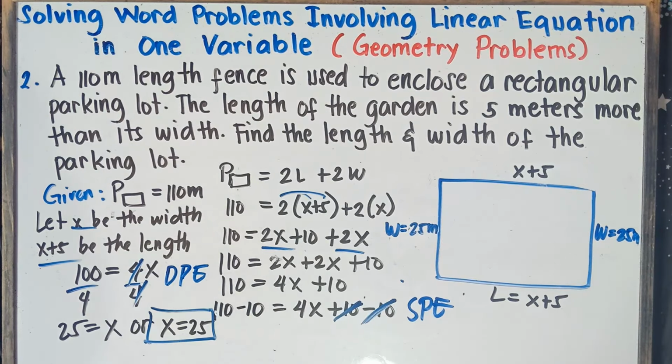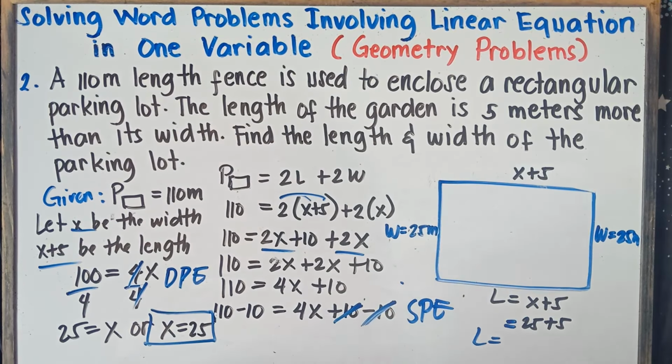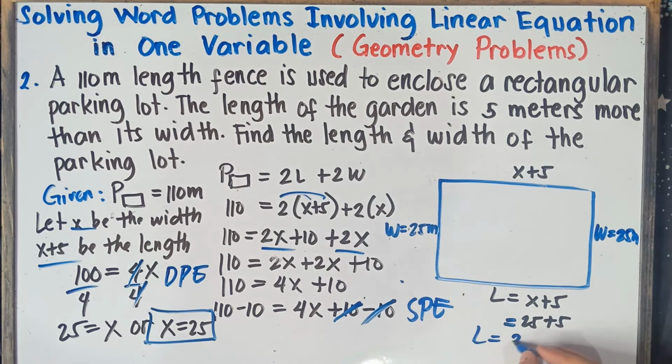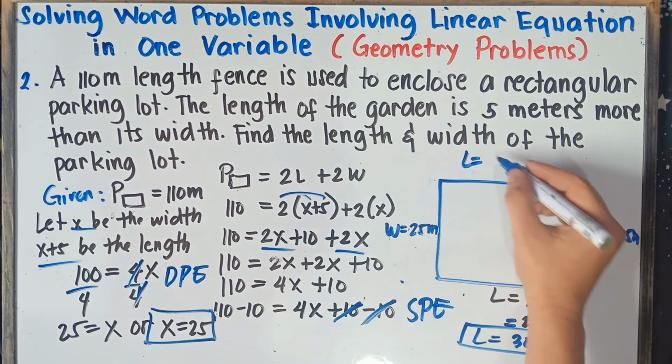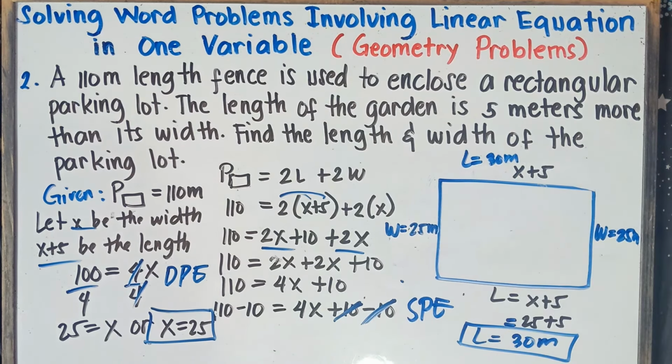Alright, and then for our length, that would be x plus 5. Length is equal to our x value, that would be 25. Simply substitute the value of x, 25 plus 5. So length is equal to, what's the answer, class? That's correct, that would be 30. So do not forget the units. That would be 30 meters. And this is also 30 meters. Length is equal to 30 meters.